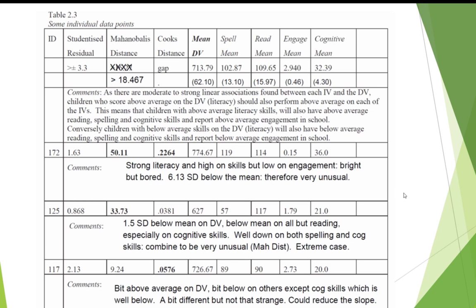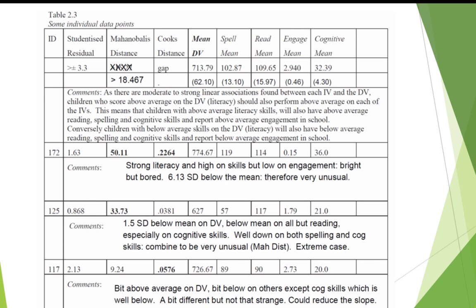Okay, so this person, 172, I've got all their scores in there. They are above the mean on the DV, above the mean on spelling, above the mean on reading, rock bottom on engagement, and then back above the mean on cognitive skills. So this kid is bright, all the skills going on, but totally disengaged. I don't know, bright but bored. The teacher probably knows this child and would give you some insight, but just looking at the numbers, that's all we can tell. They're 6 standard deviations below the mean on engagement, so they're truly unusual.